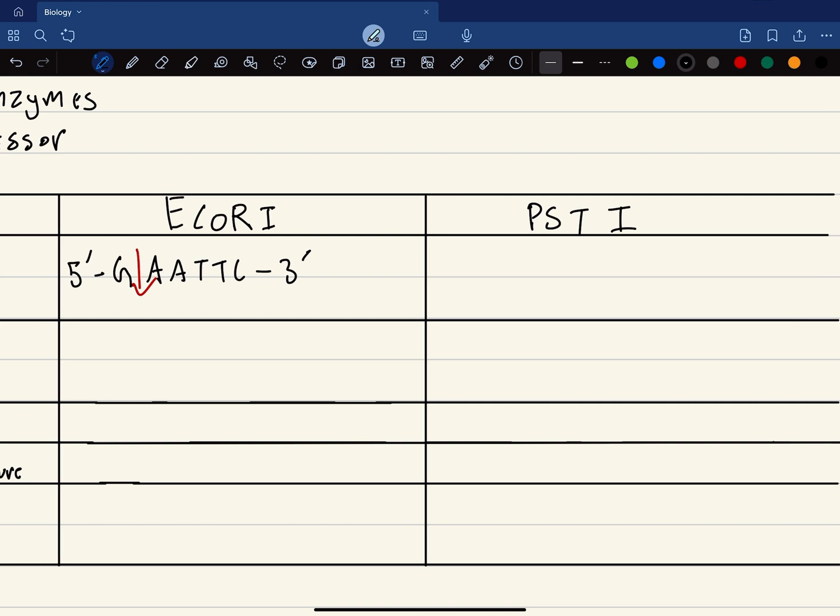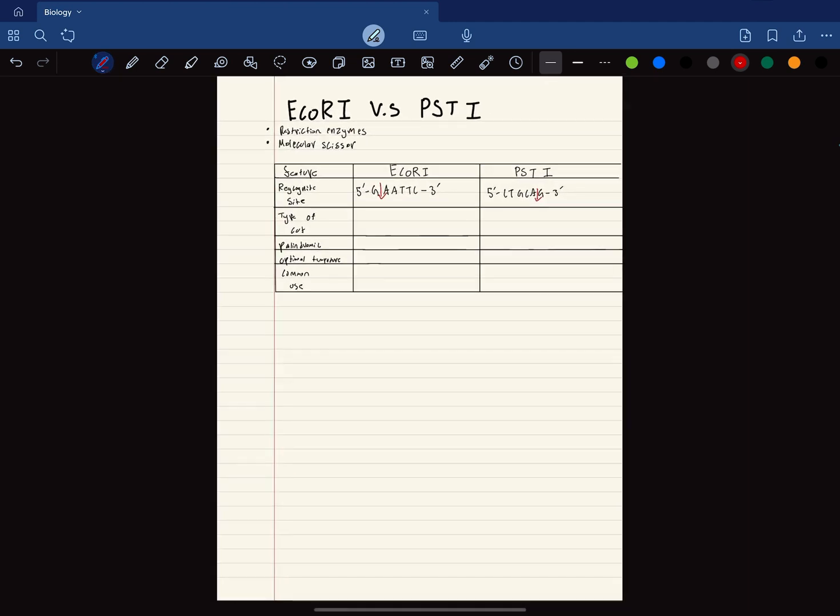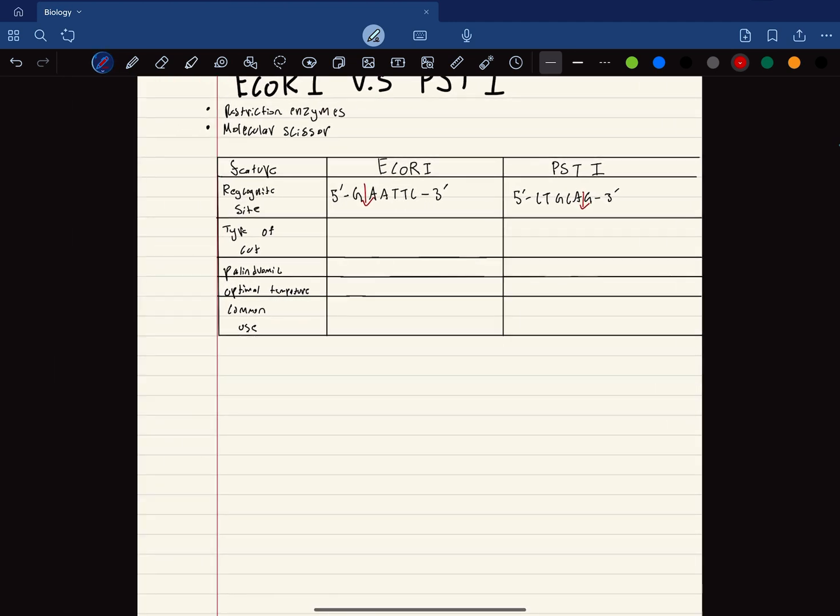So for PST1, it also goes in the 5 prime to 3 prime direction. Everything does. And just to make it clear, this is Roman numeral 1, not I. Well, it looks like an I, right? That's why I call it 1 and not PSTI. But never mind. So it was 5 prime, C T G C A, and I forgot to add one, sorry, G, 3 prime. And it cuts right here. So this is how the recognition sites for both of these restriction enzymes look.